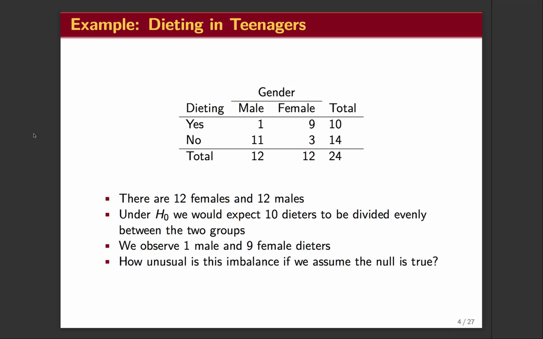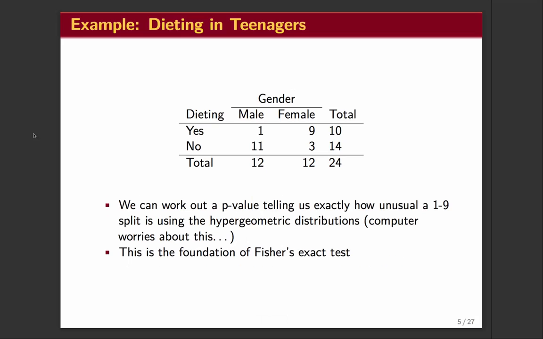So if we had, let's say, 3/4 of our sample was male and 1/4 was female, assuming independence, we would expect to see 3/4 of the dieters that were male and 1/4 that were female. So the question is, how unusual is this imbalance if we assume that the null hypothesis is in fact true?